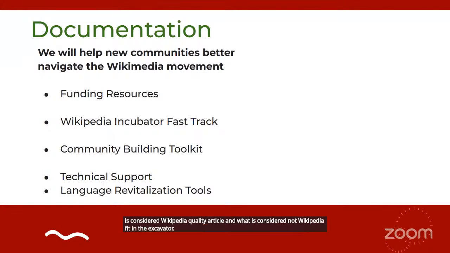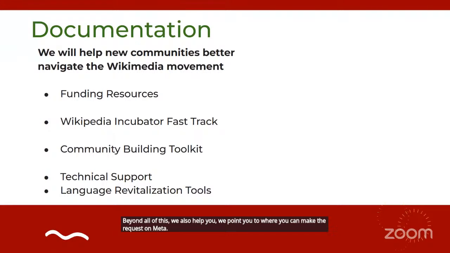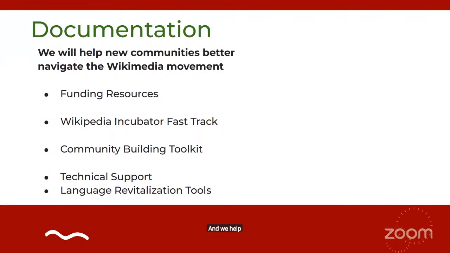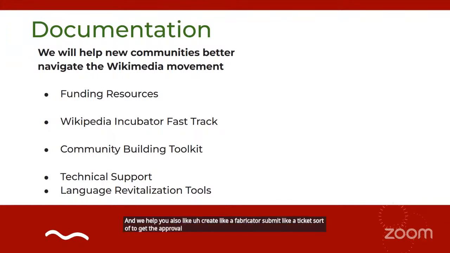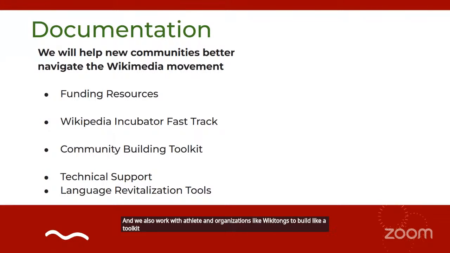So beyond all of this, we also help you. We point you to where you can make the request on Meta, and we help you also create a Phabricator ticket to get the approval of the language. So we help you in this process to make sure that languages get the application approved much faster than before. And we also work with affiliates and organizations like Wikitongues to build a toolkit that supports community leads, the language revitalization toolkit, and Rising Voices also developed a toolkit like that.